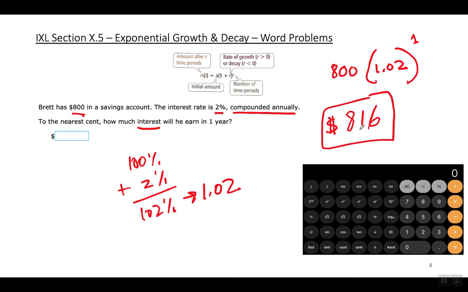After 1 year, he had $816. So the interest is $16. If you're in a hurry, like I was, you're going to write 816 and get it wrong and lose points on the IXL because you didn't read the question carefully. So slow down and make sure you're careful, because these types of questions came up for me several times during the IXL. So watch out for those.